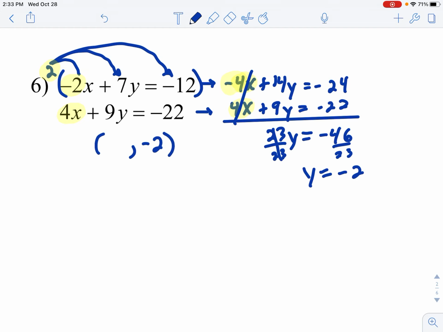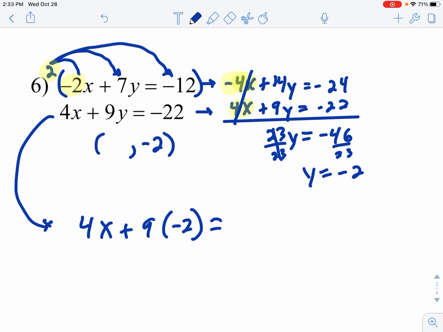So now I need to find the x. So I need to plug that negative 2 into either one of those original equations. Again, I'm going to choose the second one. It just looks easier to me. 4x plus 9 times negative 2 equals negative 22. So I put this number right there, and I'm about to work it out.